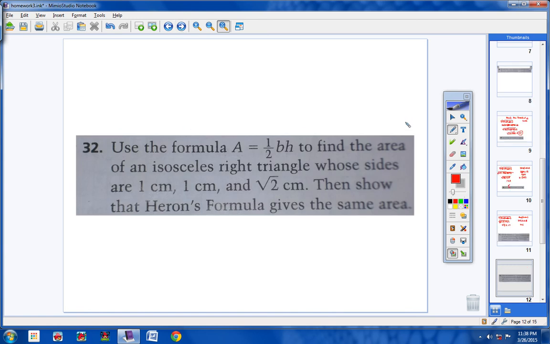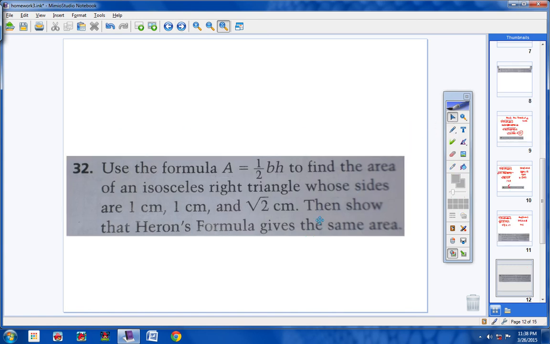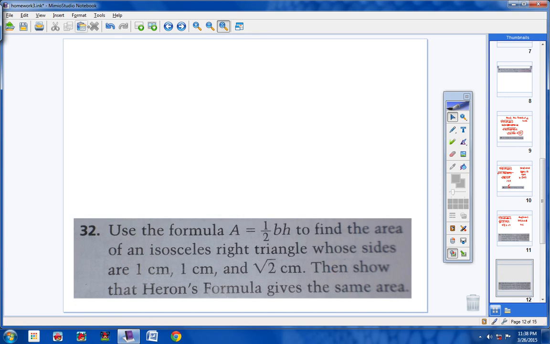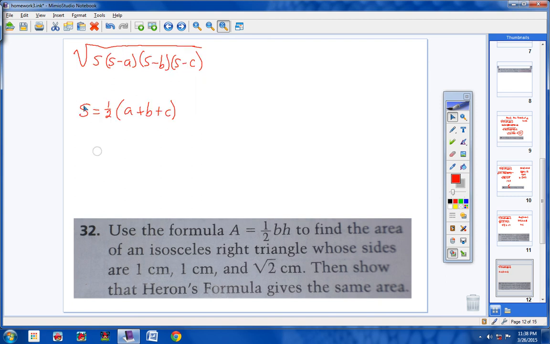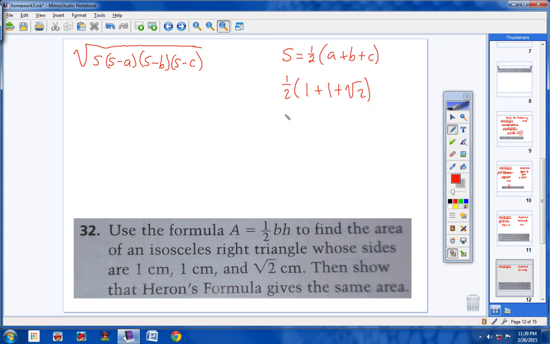Same thing, we're just going to find the area using Heron's formula. And so let's pull this up here, and let's pull this over here, and let's solve for S quickly. So it'd be 1/2 times 1 plus 1 plus square root of 2. That'd be 1/2 times 2 plus square root of 2. And let's get a decimal for that to make it a little easier. So 2 plus square root of 2.